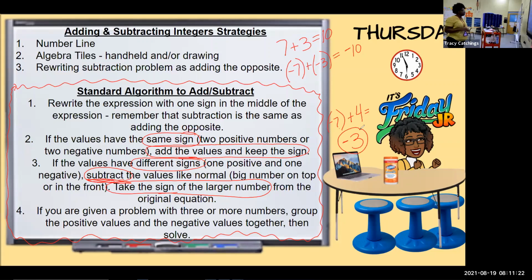The fourth thing told us, if you are given a problem with 3 or more numbers, group the positive values together and then group the negative values together. And they give us too many that we just can't focus on. Any questions about those steps and how we are about to use those to work some problems? Any questions about it?